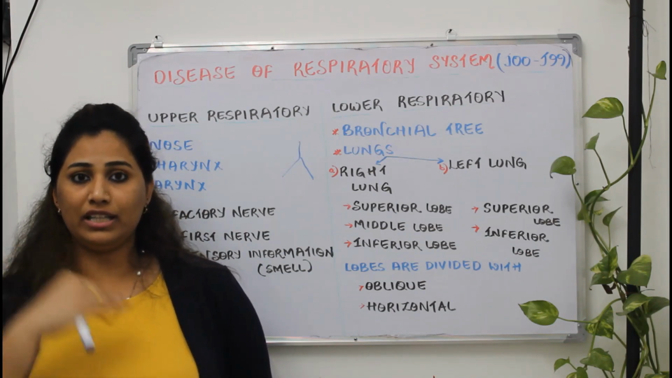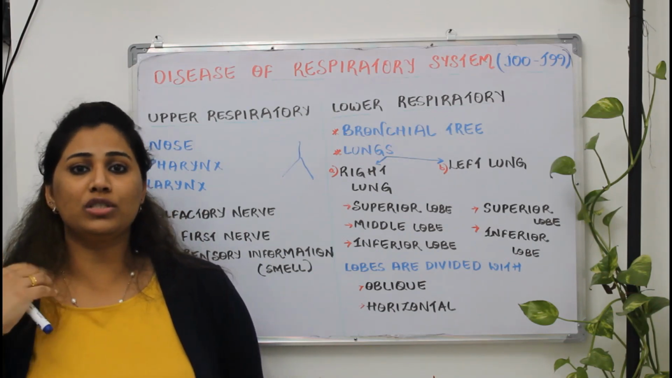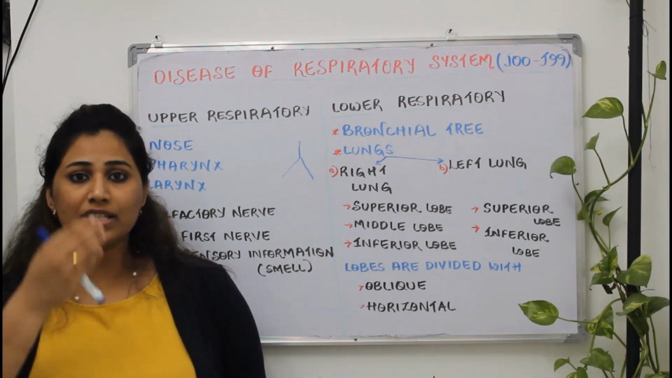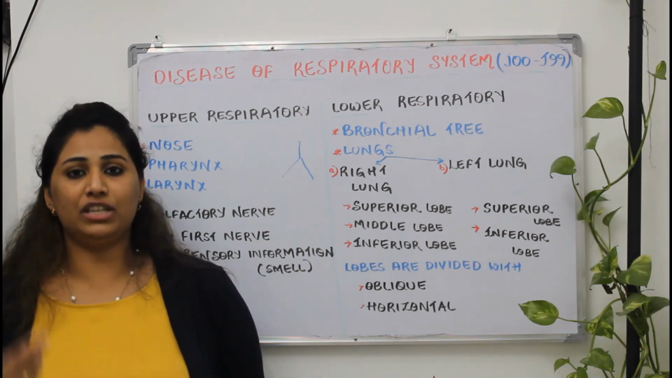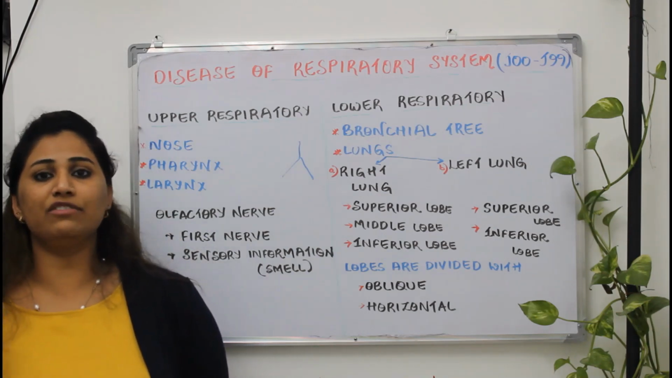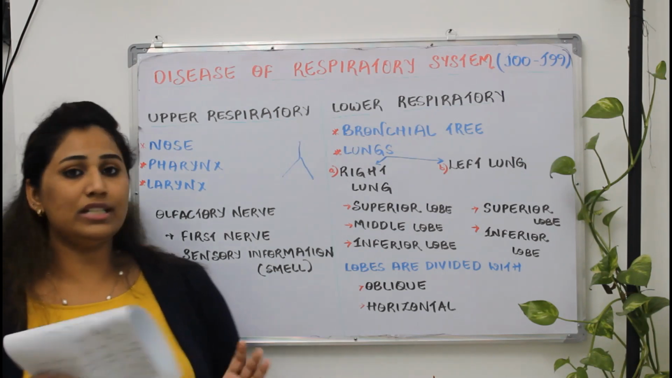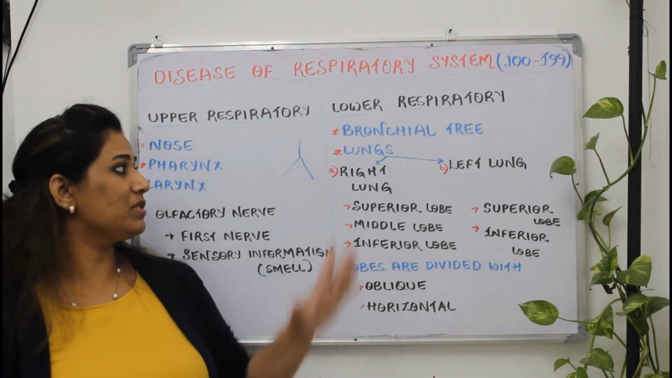When we take the food, the epiglottis will come and close it so that we will be easily able to swallow the food without aspirating. Okay, so this is the function of the larynx. So this is the upper respiratory tract. Now comes the lower respiratory.